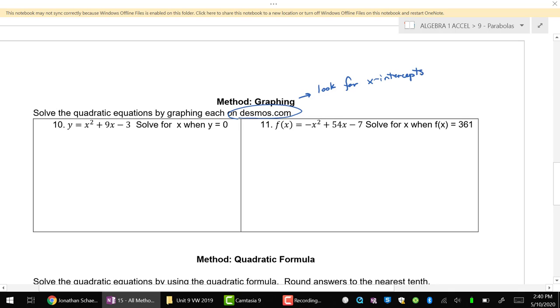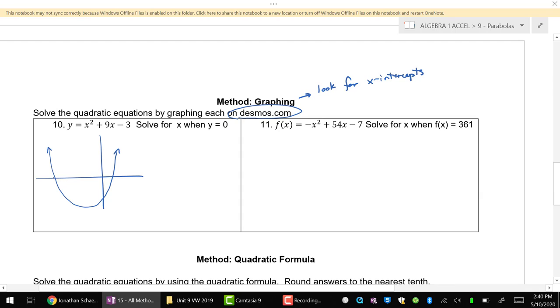Look for x-intercepts. So to solve the quadratic equations by graphing, where do the functions essentially hit 0? So if I look at number 10, right here, I want to know where are those x-intercepts. So on Desmos, or maybe on your graphing calculator, you'd want to graph x squared plus 9x minus 3. This would definitely be a calculator problem. And according to my notes, the parabola looks something like this. You can double check that on a graph.